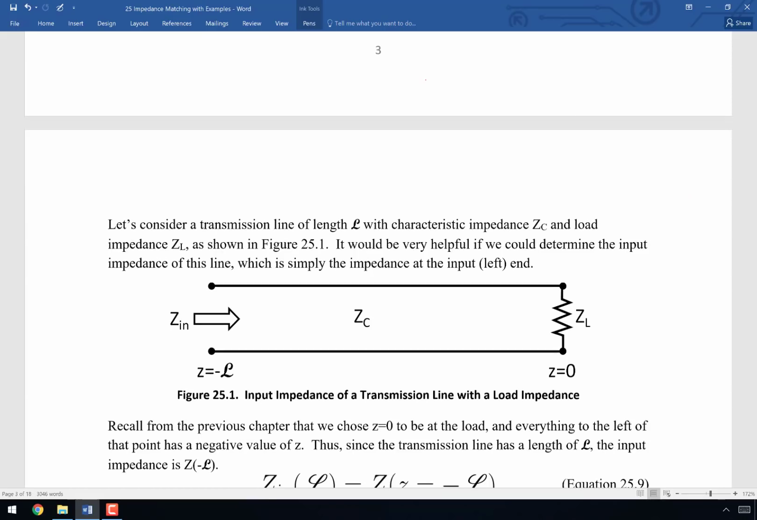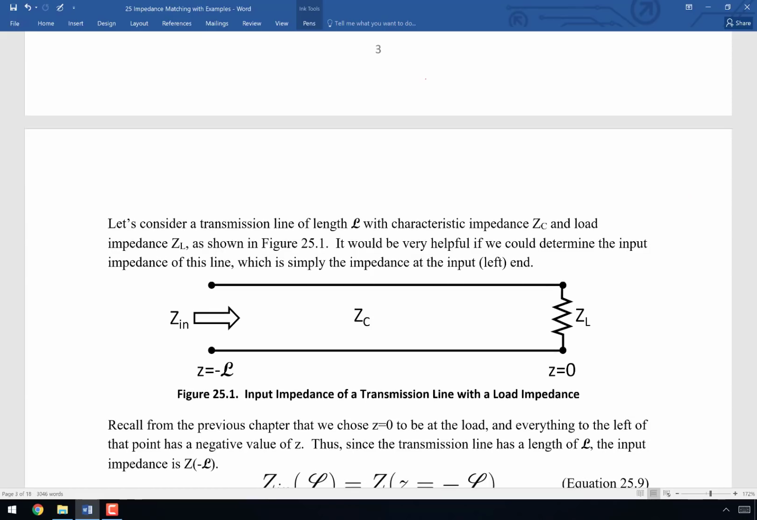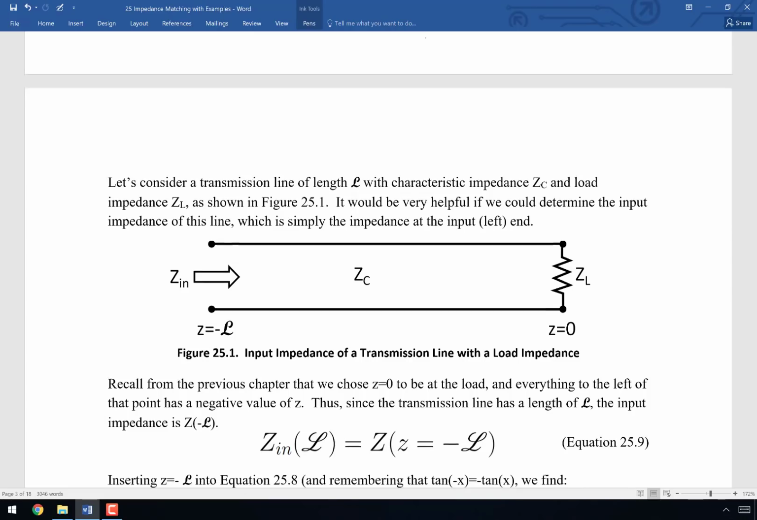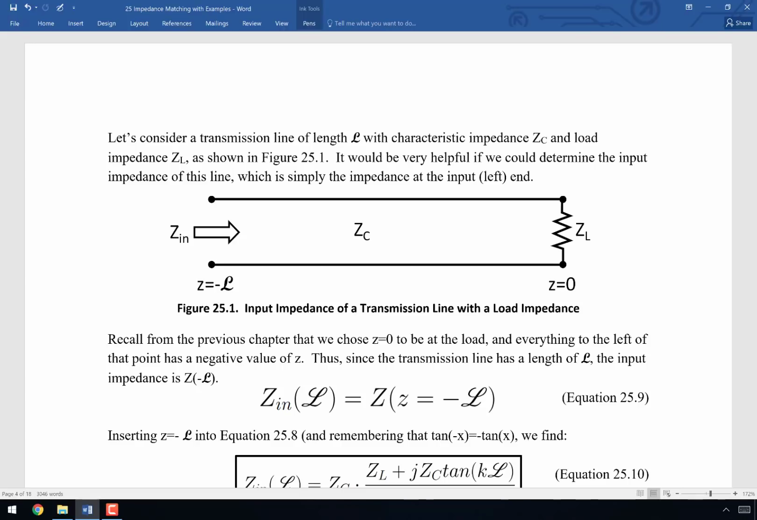So let's consider now, can we find a way to sort of pre-cook that answer that we just did so that it would be a little bit easier to use? Well, in this case, I've redrawn the picture that I just sketched on the previous page, just reminding you that the load impedance is at z equals 0, and the input impedance would be measured at z equals negative L, where L is the length of the line.